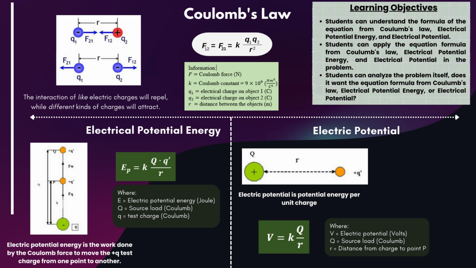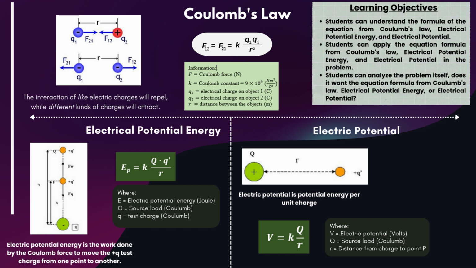Where F is the Coulomb force with the unit of Newton, K is Coulomb's constant, equivalent to 9 times 10 to the power of 9, with the units of Newton meter squared per Coulomb squared, and Q1 is the electric charge on object 1 with the unit of Coulomb, and Q2 is the electric charge on object 2 with the unit of Coulomb, and R is the distance between the objects with the unit of meter.